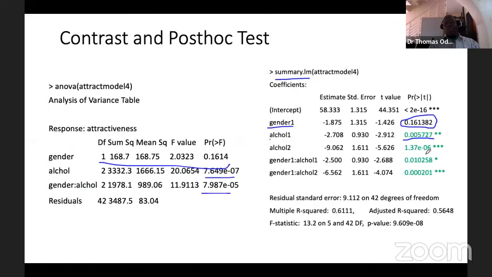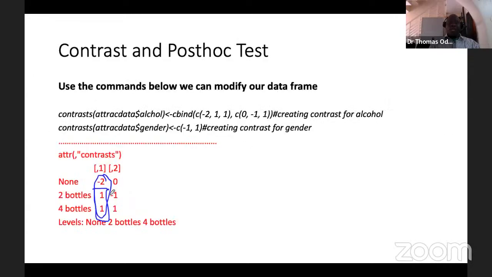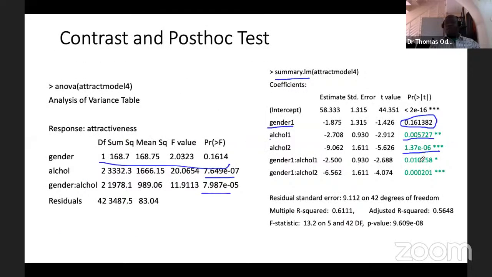Is there a difference between them? So the next one is alcohol 2. Alcohol 2 is highly significant. So that means there is a significant difference between 2 bottles and 1 bottle. That is what you have here.